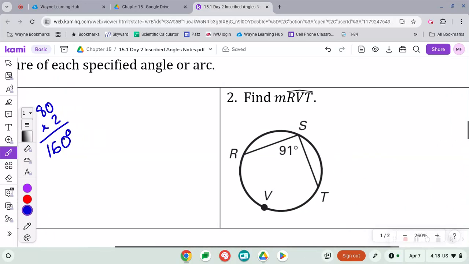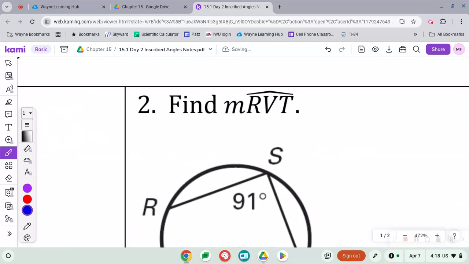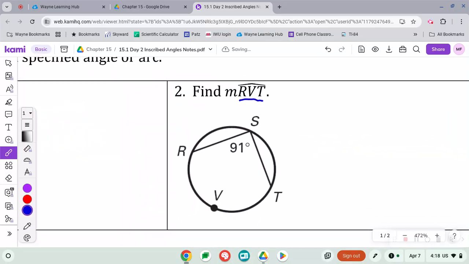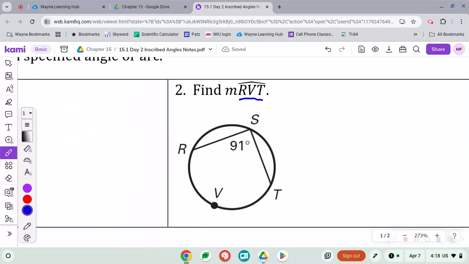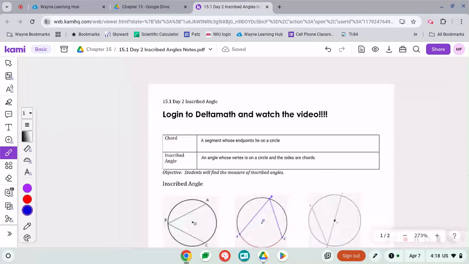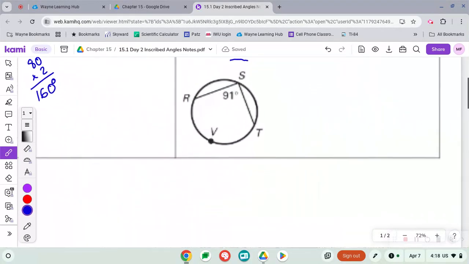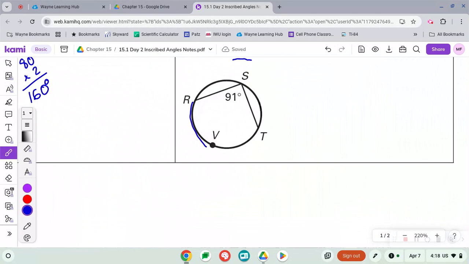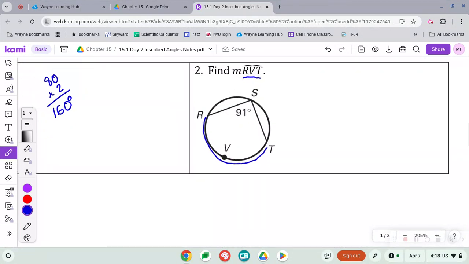Right off the bat, the second one, you can see it asks for arc RVT. This time there are 3 letters. We know that means this is either a semicircle or a major arc. So RVT, R to V to T. Once again, we'll take that 91 times 2, and as you can see, we do get 182. That is bigger than 180. That's why there were the 3 letters there. Okay, so flip it to the back.